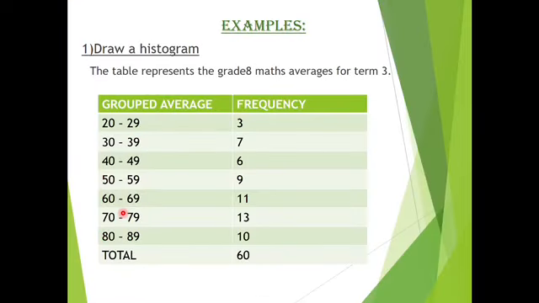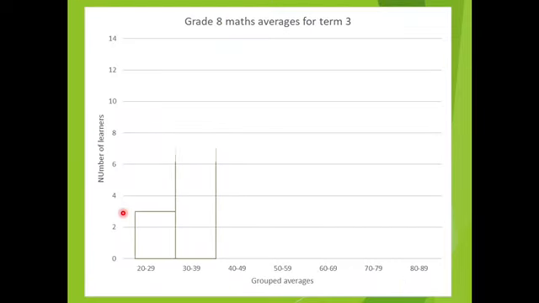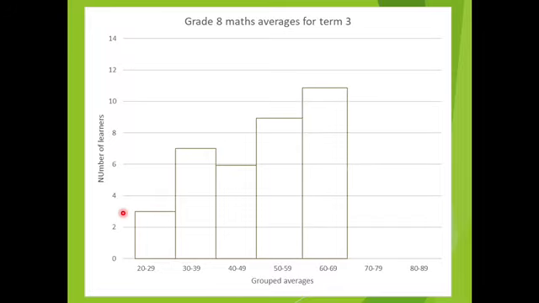The next one is 30 to 39, which is 7. So again, you want to estimate between 6 and 8. This one looks pretty good. Then 40 to 49 is 6. Again, you can see it's not exactly on the line, but that's because it's on the computer. You, with your ruler and your worksheet, are going to get it perfect. Then 50 to 59 is a frequency of 9, so it's between 8 and 10. Then 60 to 69 is 11. 70 to 79 is 13, so it goes all the way up to 13. And 80 to 89 is 10, and that one is perfect.